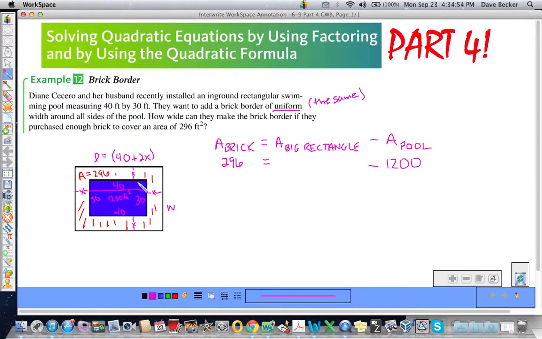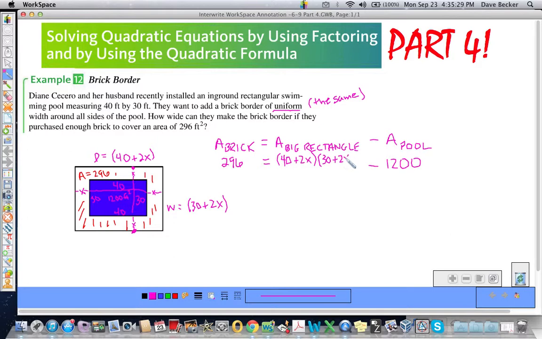Okay. And the width, the same thing. I know that from here to here is 30, so if I go all the way along here, from here to here is this 30 plus x, well that's plus 2x. So the width is 30 plus 2x. So the area of the rectangle is equal to length times width, or 40 plus 2x multiplied by 30 plus 2x.